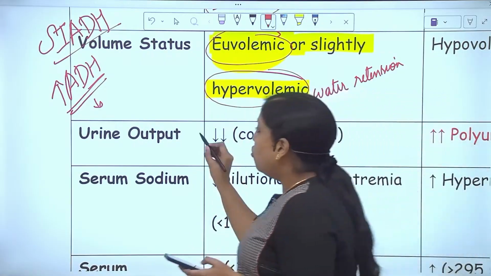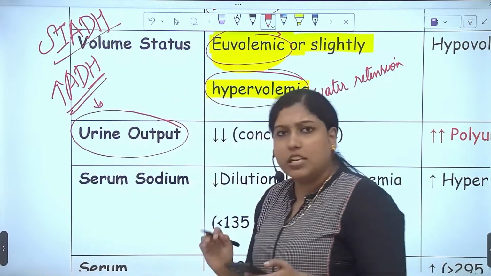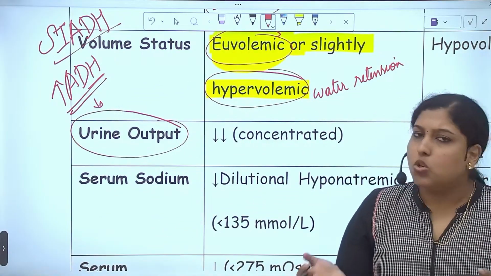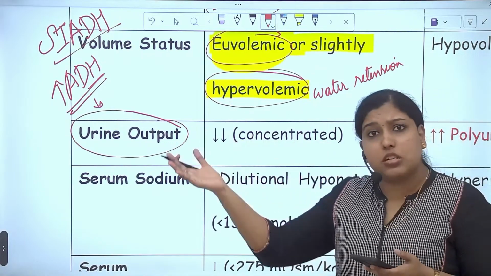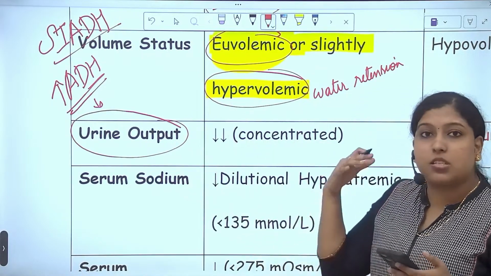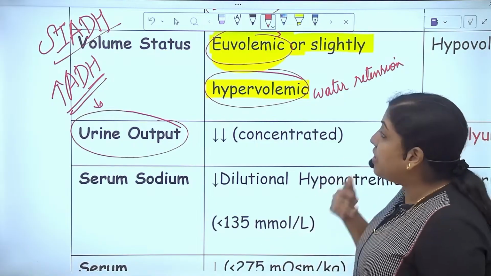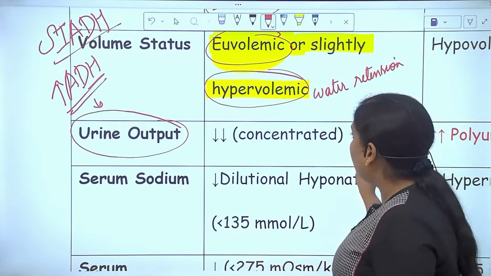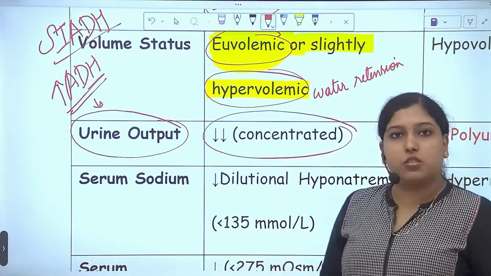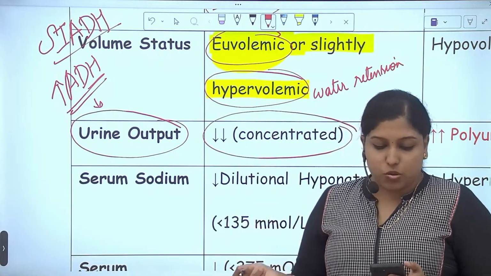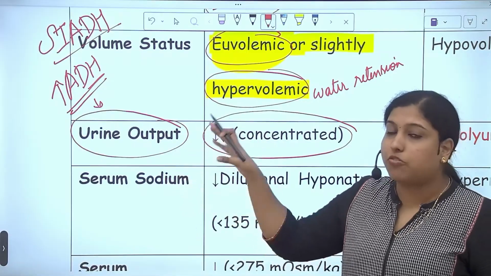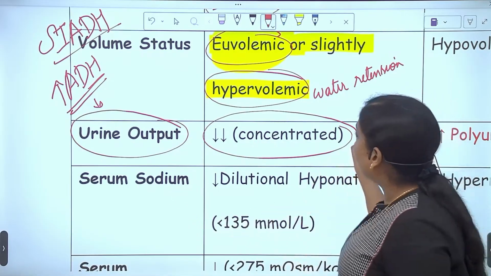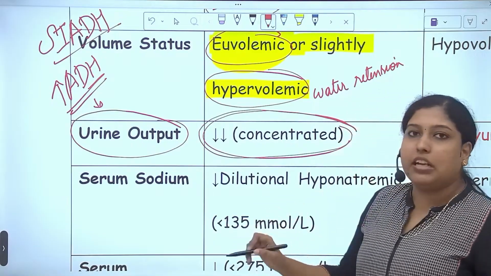So what about the urine output? ADH is increased in amount, so diuresis is decreased. Ultimately, when diuresis is decreased, the urine output will be reduced. Because of the reduced diuresis, due to the increased production of antidiuretic hormone, your urine output is going to be decreased.